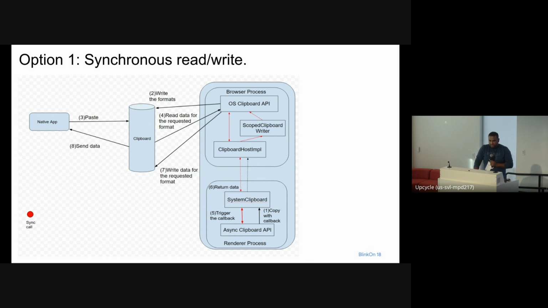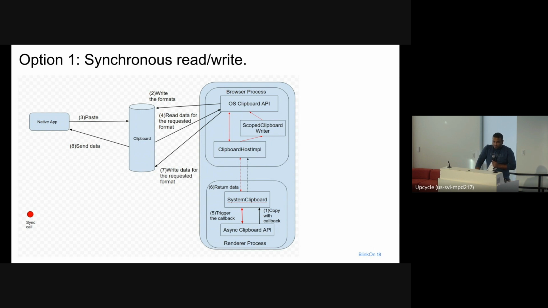One is the Win32 API, which is synchronous, and the other is an asynchronous API, which I'll talk about in the next slide. In the first option, when the async clipboard API copies with the callback, the system clipboard makes an IPC Mojo call to the browser process Mojo endpoint, clipboard host symbol, which then synchronously writes to the clipboard using the OS clipboard API in the browser process.